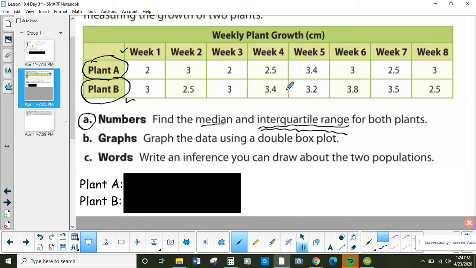If they took all this data up here and wrote it in order from least to greatest, it looks like 2 is the smallest, right? There are two 2s. The next smallest number looks like 2.5, and there are two 2.5s. Then the next smallest number is probably 3, and there are three 3s.